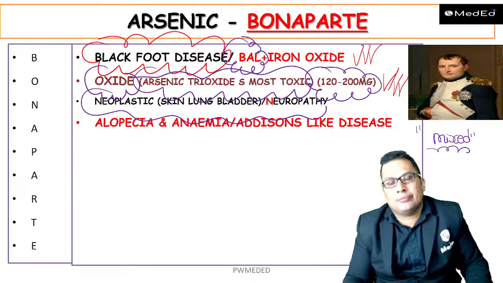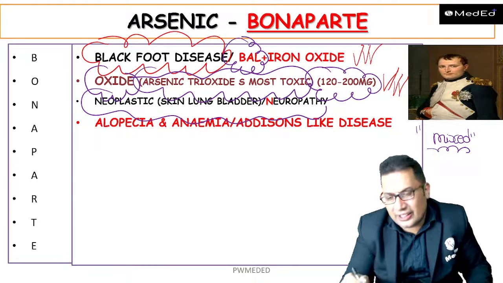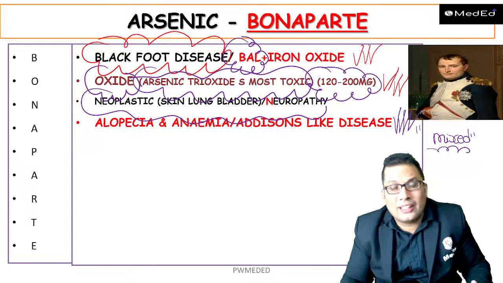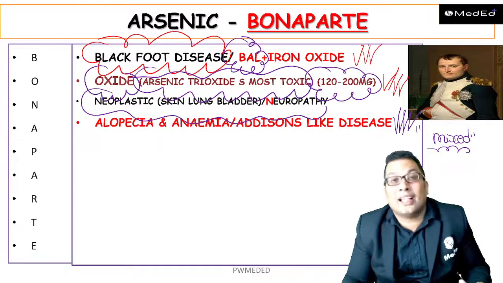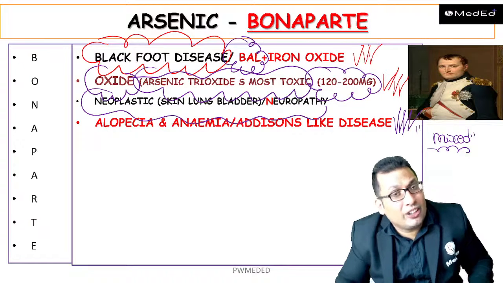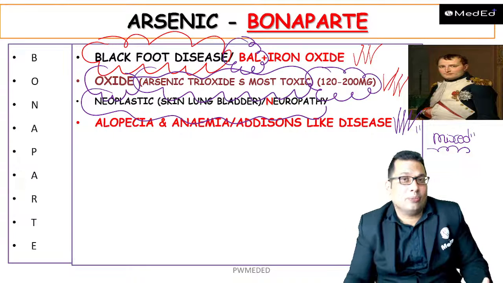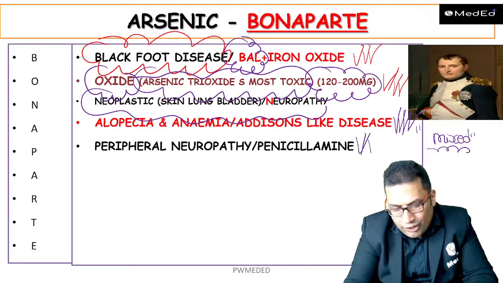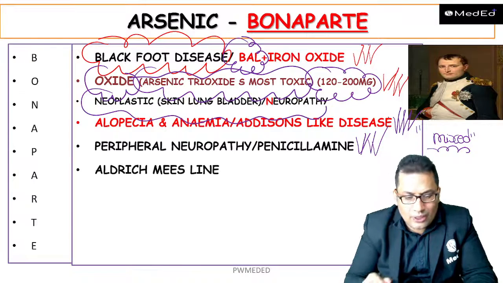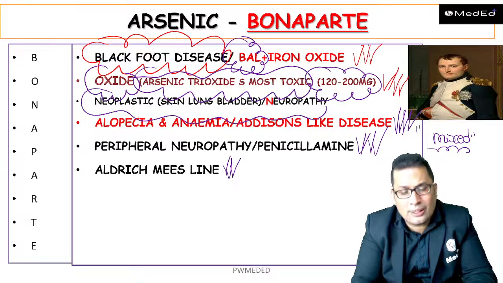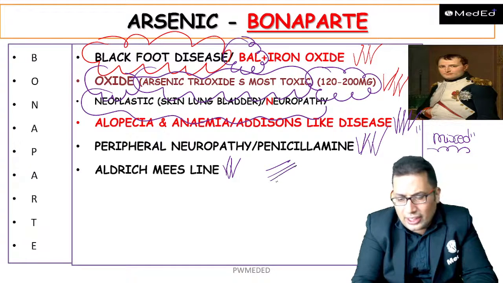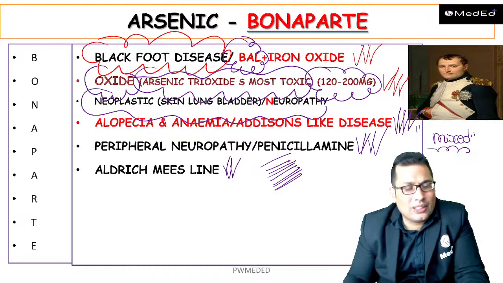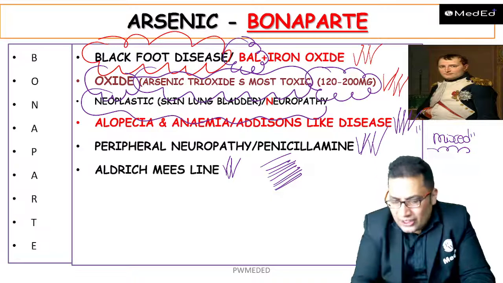A is for alopecia, anemia, Addison's disease. The clinical features resemble Addison's disease. There can be anemia on a chronic basis. There can be alopecia, which can be seen in various poisons, including thallium poison. Then P is for peripheral neuropathy, which is mixed. Aldrich-Mees lines. What are Aldrich-Mees lines? They are white lines over the nails. Remember, they can be seen in thallium poison also.